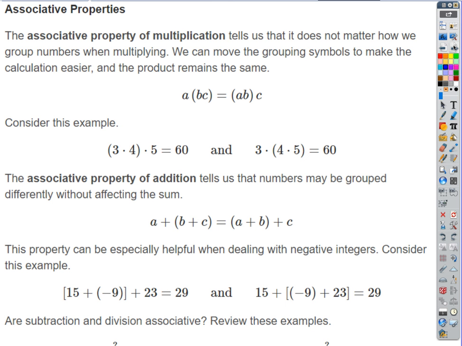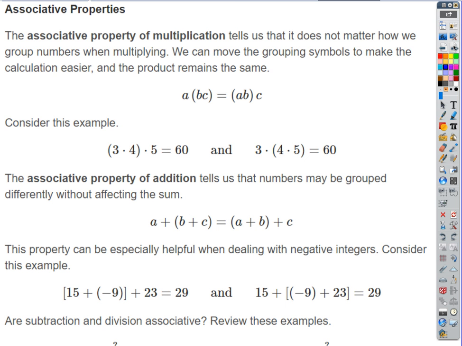Can anybody do it differently? How else did you get 24? 3 times 4 is 12. Times 2 is 24. Right? It doesn't matter, does it? I can associate the pairs that I'm multiplying or adding in any order I want to if I've got more than two at a time.